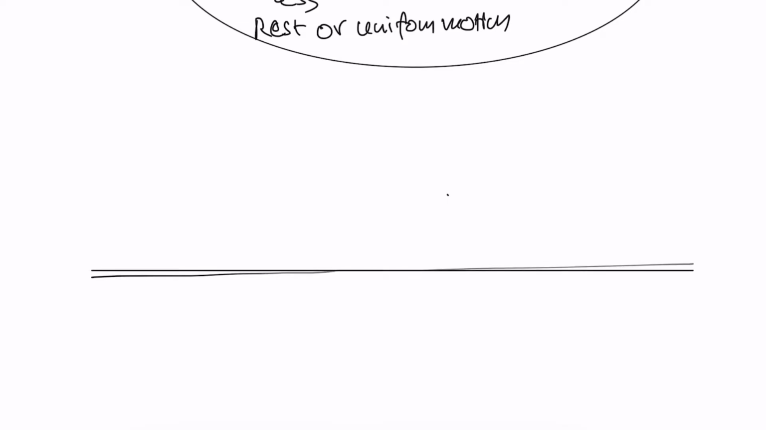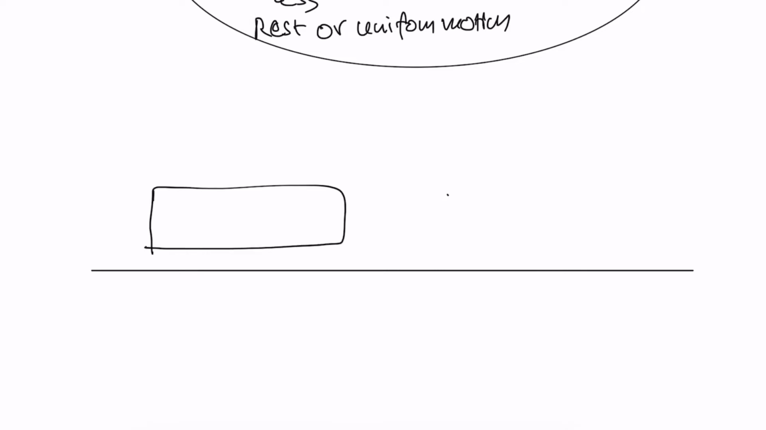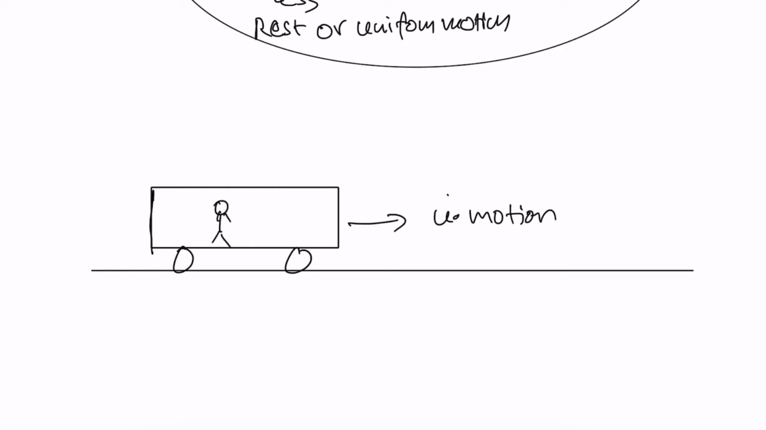We take some examples for inertia. Suppose a bus is moving with uniform motion. You are standing in the bus without any support. Now suddenly the brakes are applied to the bus. In such a case, you fall down forward because of inertia of motion.